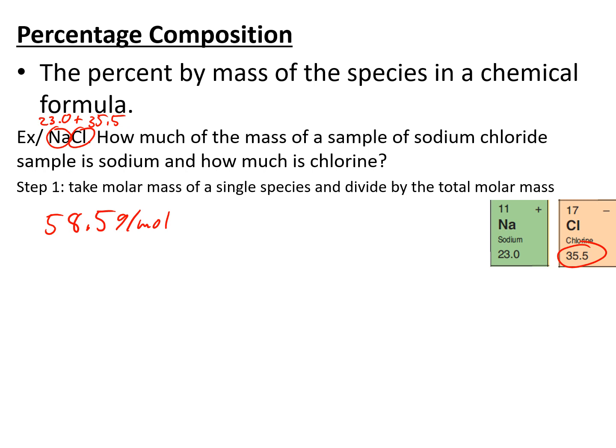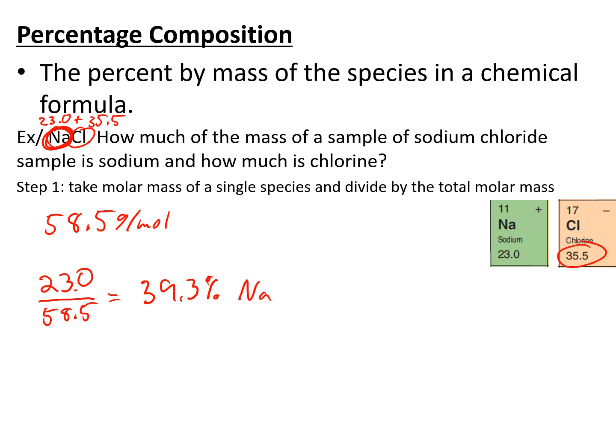So we know the molar mass of sodium is 23. There's only one sodium, one Na that's present. So it's going to be 23 divided by the total molar mass, which is going to be 58.5. And that gives it as a percentage. So I go 23 divided by 58.5 and I get 0.39. I'm going to times that by 100 to get it as a percentage, and we get 39.3% of sodium chloride is sodium.